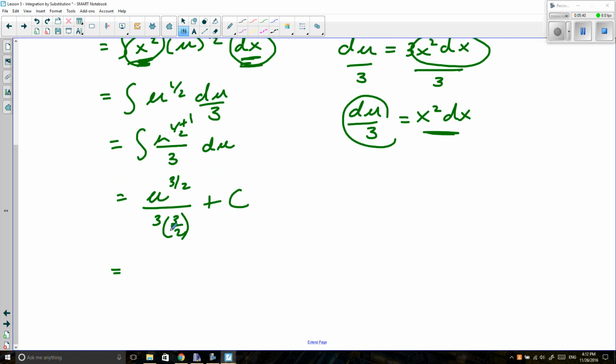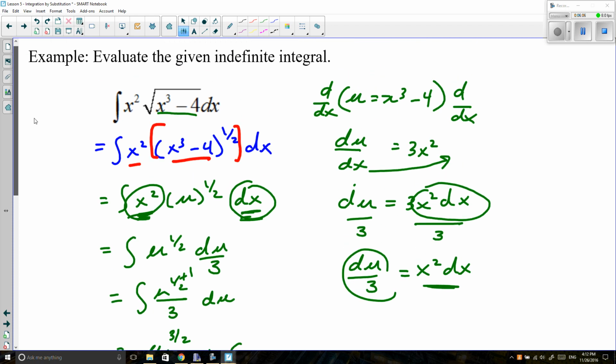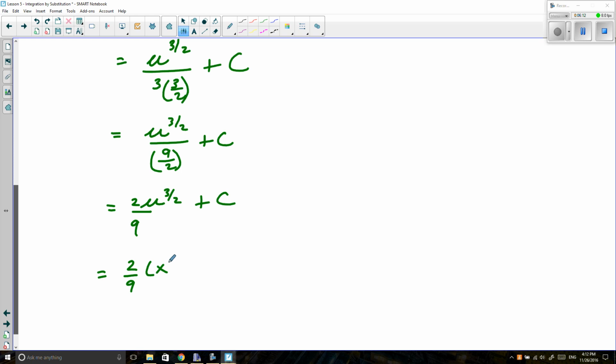To simplify, I get u to the power of 3 over 2, and 3 times 3 over 2 is 9 over 2. Dividing by 9 over 2 is the same as multiplying by its reciprocal, so I get 2 over 9 in the front, plus c. Finally, the last step is to substitute whatever u was in the beginning. u was x cubed minus 4. So I get 2 over 9 times (x cubed minus 4) to the power of 3 over 2, plus c. That's how you do that question.